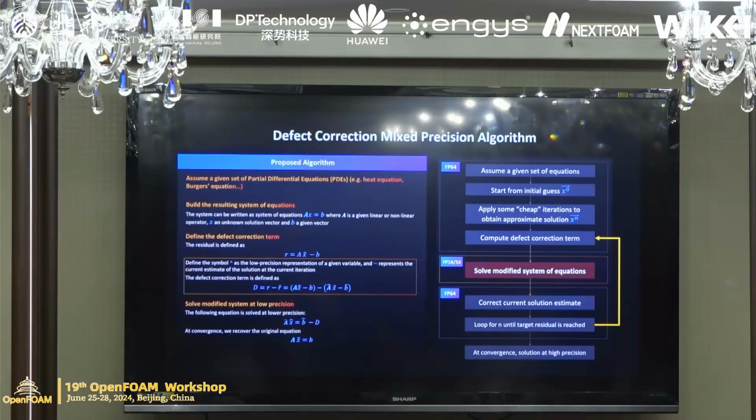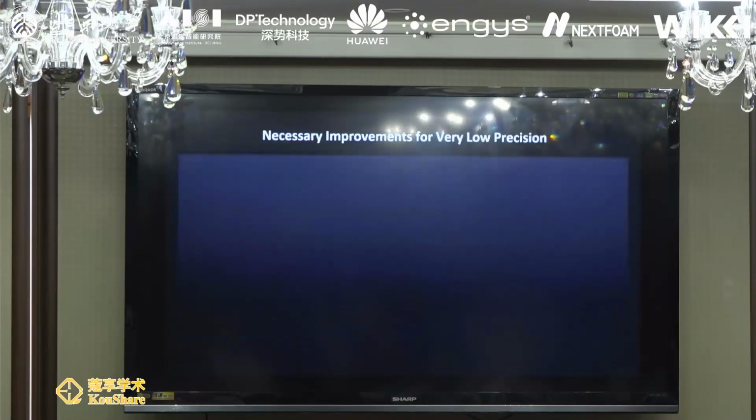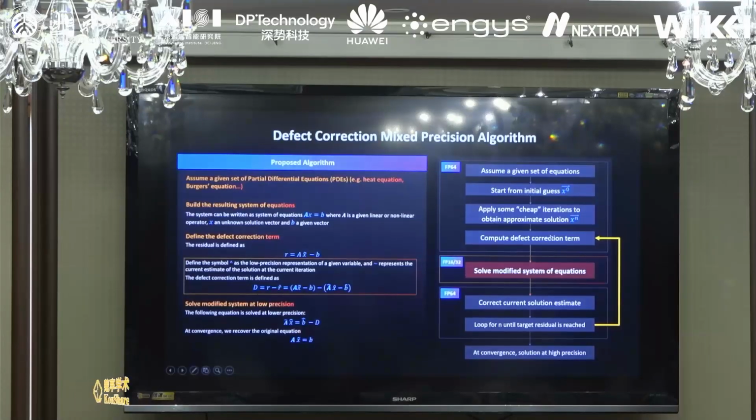So this is how the algorithm looks. You start from a given set of equations and an initial guess. Usually we try on the high precision device to use as cheap a solver as possible to update the initial guess to help the convergence a little bit. We compute the defect correction term. We offload to low precision the solving of the modified system of equations with the additional source term on the right-hand side. We go back to high precision, correct the solution, compute the new defect correction term, and loop again until we reach the overall convergence that we're looking for.